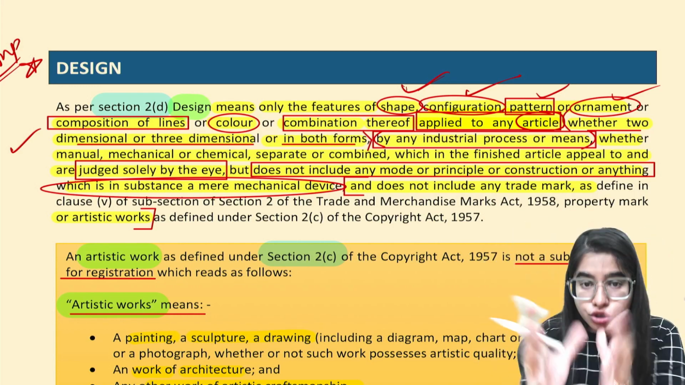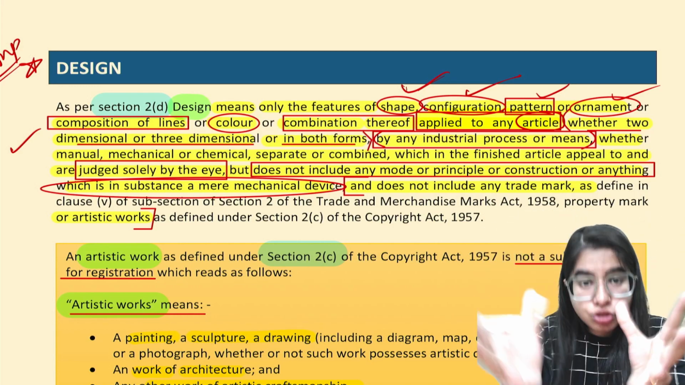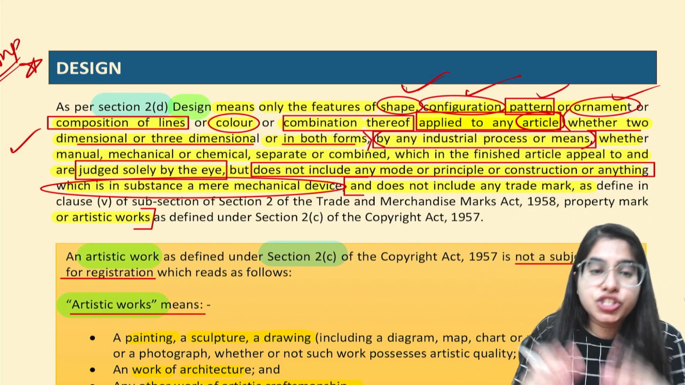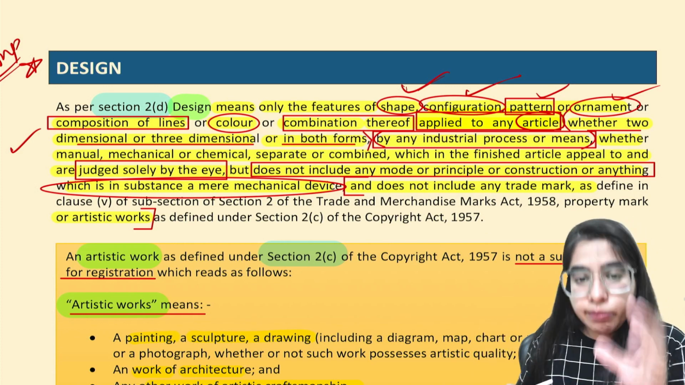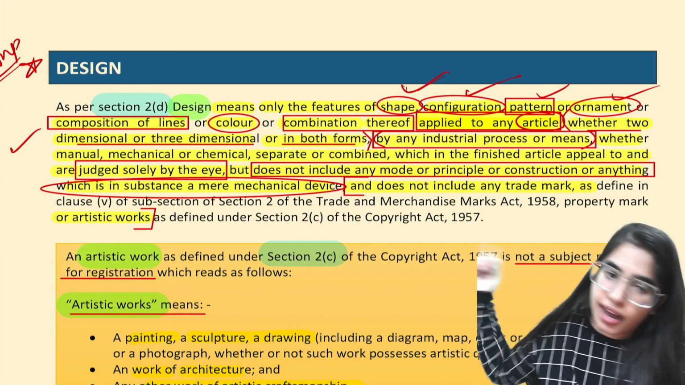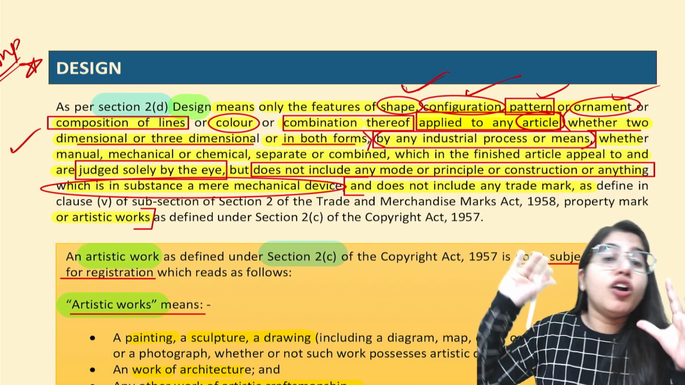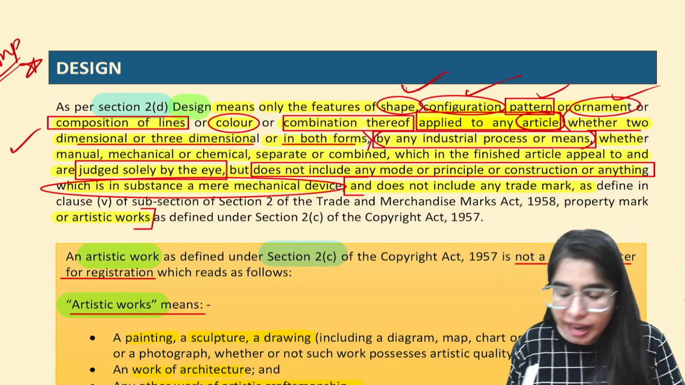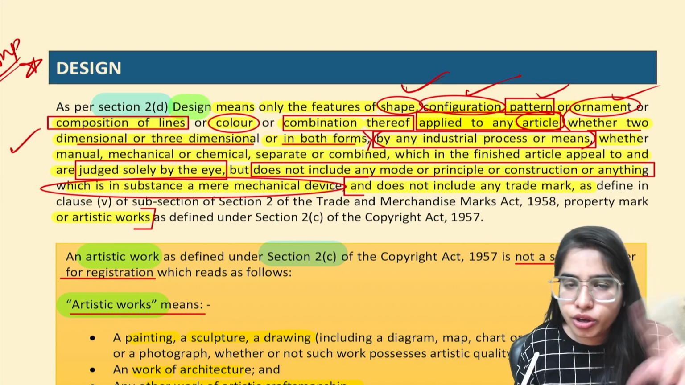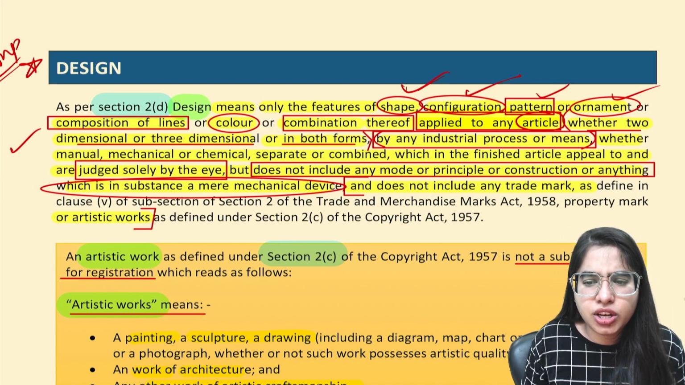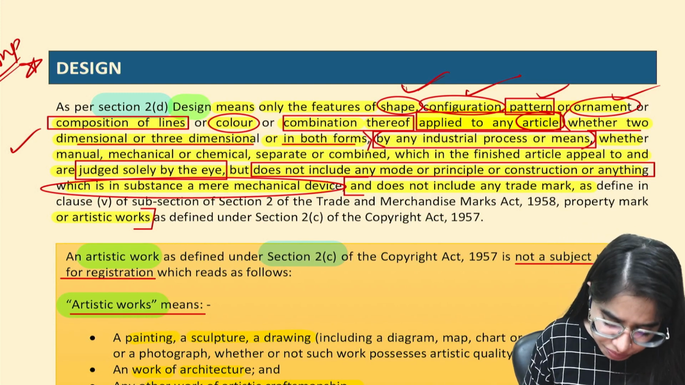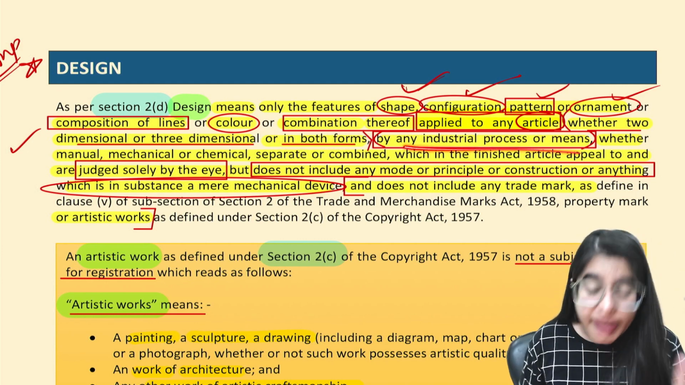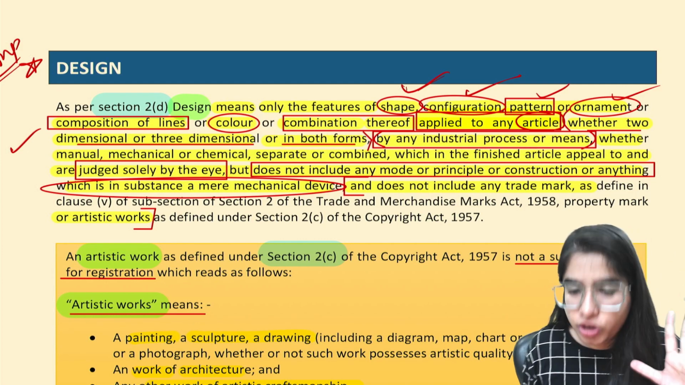Like you made a bottle with a shape, and now you want to register that shape of the bottle under the design law. So that will be called 3D. So it can be either two-dimensional or three-dimensional, 2D or 3D, or in both forms. By an industrial process, very important, very important.